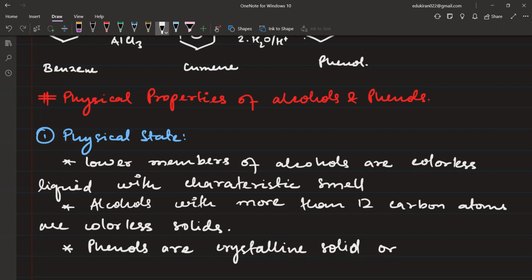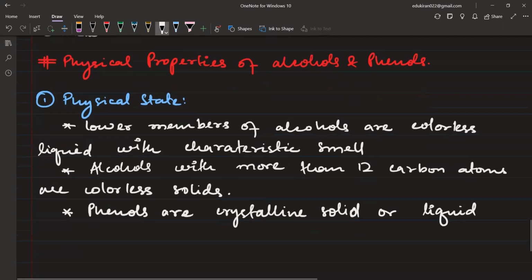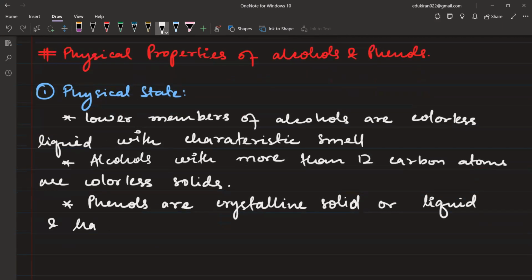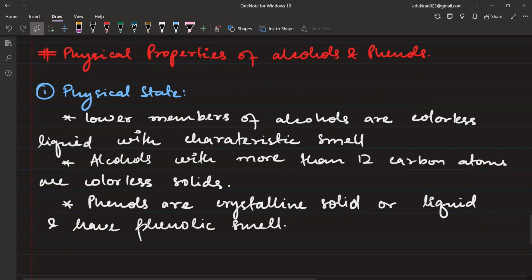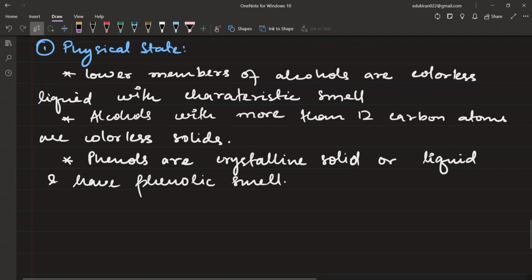Now it depends on the method of preparation how phenols are being prepared. So phenols are crystalline solids, or they also can be in liquid form, and have a phenolic smell. The phenyl that we use generally contains phenol. And you know that it also has some kind of smell. The smell that comes from a hospital is kind of phenol.